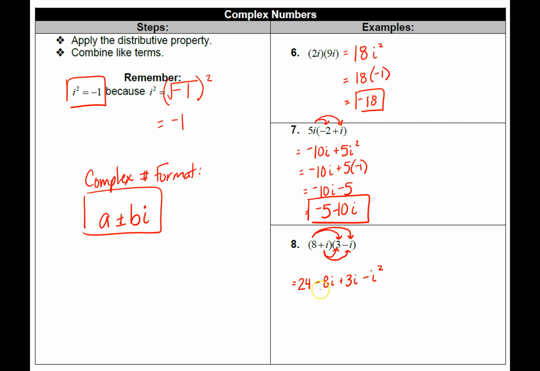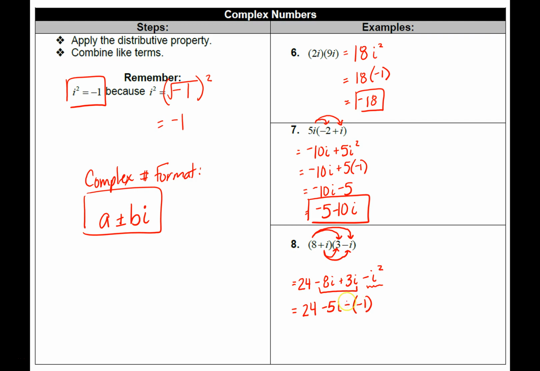Okay, so I have some terms to combine here in the middle, and I'm also going to do some substituting for that i squared very carefully. So 24 minus 5i minus, and then it's the i squared part that gets turned into a negative 1.